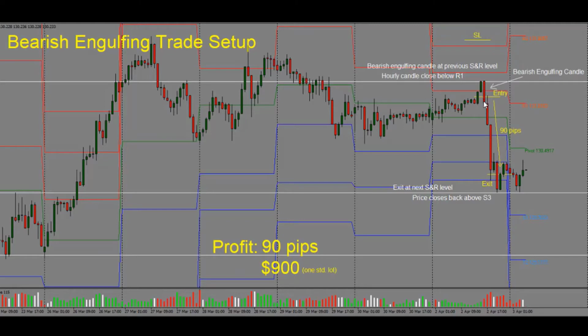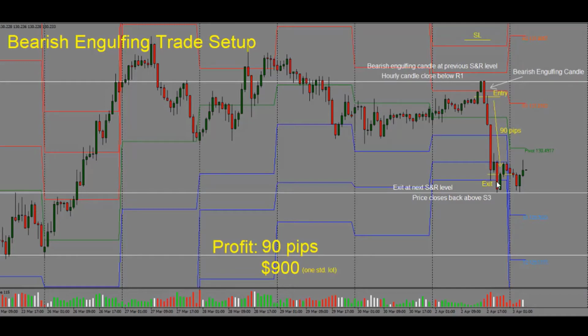So after we get this candle, we look for a bit of a pullback, or you can take an entry at the close of this candle. Our stop would go above this previous high just in case price decides to come and test this level once again. And we stay with the trade for as long as price is moving lower.